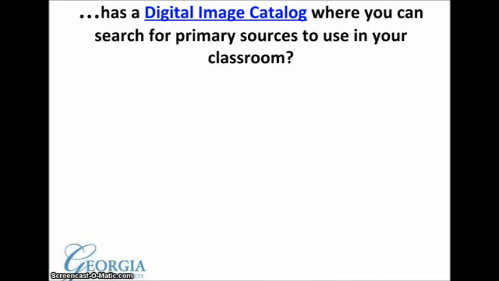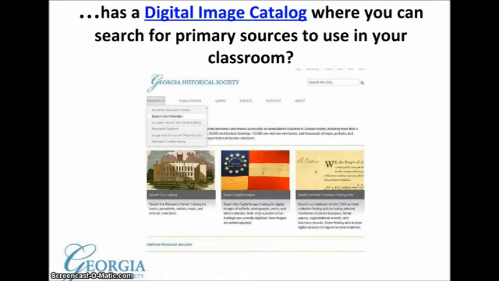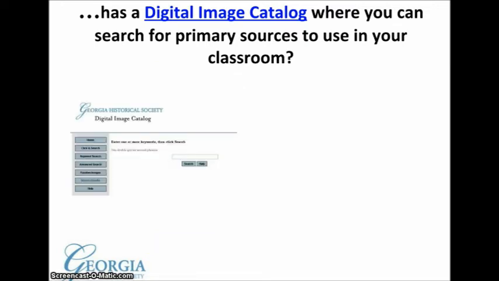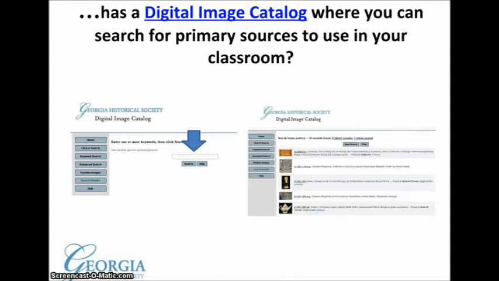Did you know that the Georgia Historical Society has a digital image catalog where you can search for primary sources to use in your classroom? You can find this search tool by going to the Research tab, clicking on Search Our Collection, and then going to the Search Our Digital Images page. This search tool enables you to find artifacts, photographs, prints, and other primary source materials from our collection. Use the keyword search to find items. Then you can select an item to view information about it, zoom in on any images, or even save our watermarked copy for your personal use.